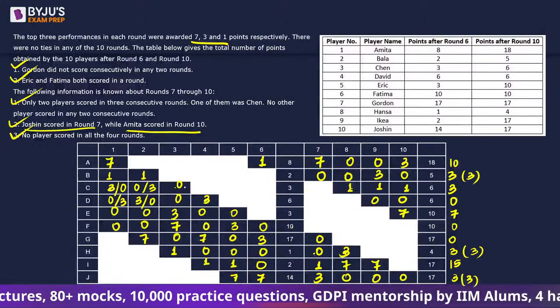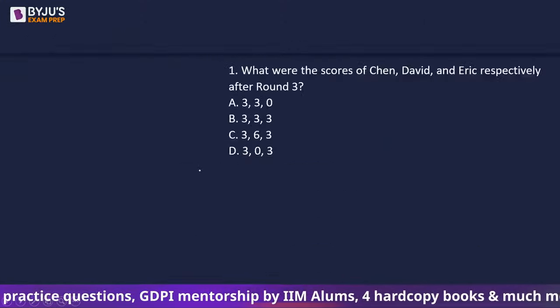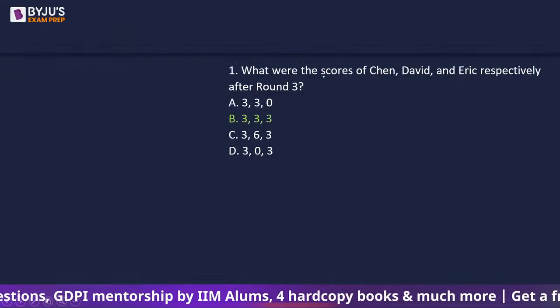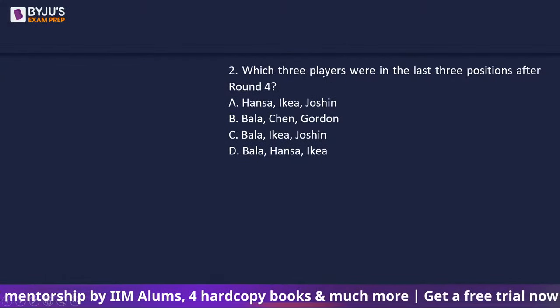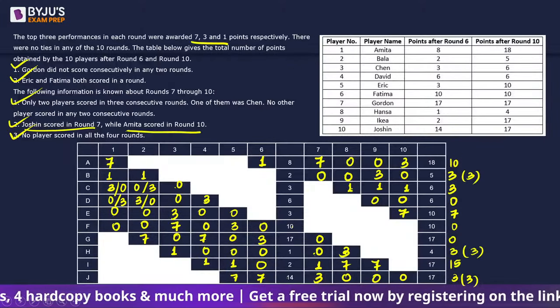So C will have a 3, D will have a 3, E will have a 3. All three of them are going to have 3. So B ho jayega 3, 3, 3. Next, which 3 players were in the last 3 positions after round 4?